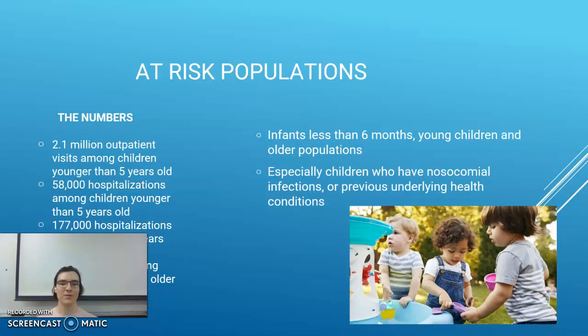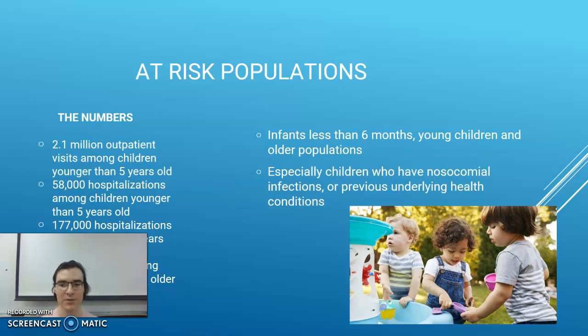So when thinking of RSV, you have to think of the at-risk populations for the disease. And this would be the extremes of the age boundary. So you have your infants that are less than 6 months, as well as young children, and you have your older populations. And especially children who have nosocomial infections or previously underlying health conditions are most at risk due to their new immune systems going through and being weakened by these earlier infections.